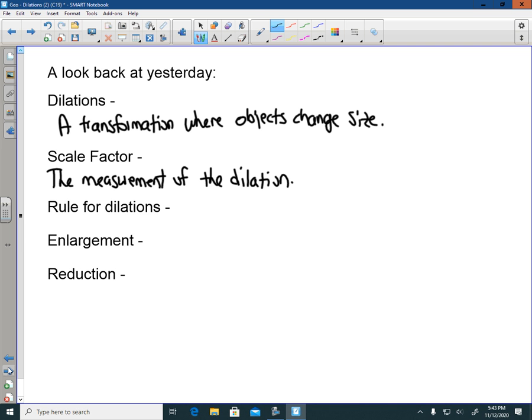There's a rule for dilations, and it looks like this. Take every point x and y and change it by the scale factor. Take each point, multiply it by the scale factor, you get a new point. An enlargement is where things get bigger, and this is where your scale factor is bigger than 1. And a reduction is where things get smaller, but that's when your scale factor is somewhere between 0 and 1. Not exactly 0, not exactly 1, but somewhere in the middle. So that's kind of what we talked about last time, you guys. For me, it was about 5 minutes ago, just so you guys know.